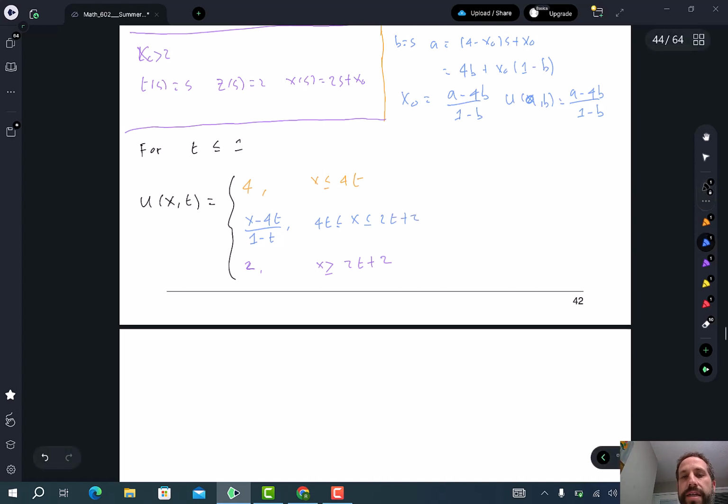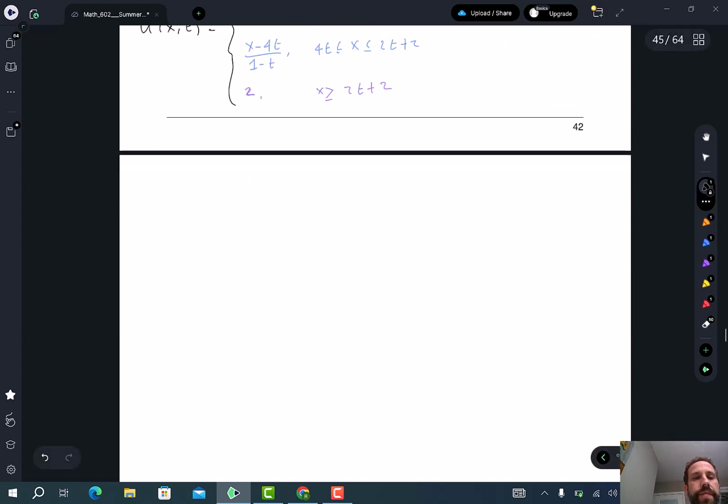Okay, now I want to sketch some solution profiles for different values of t to show you what's going to happen when t is equal to 1.